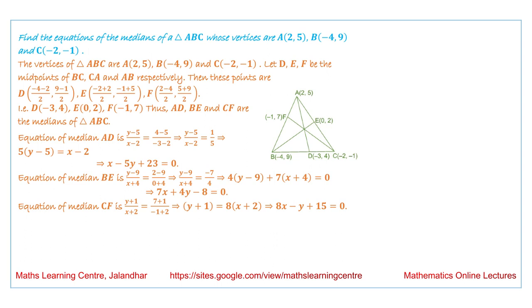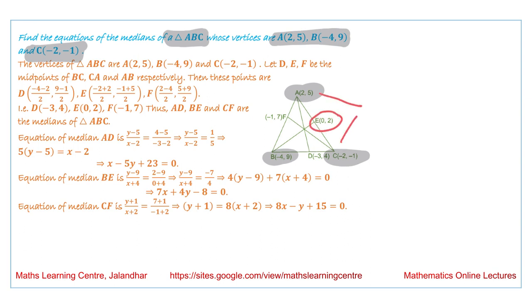Next is find the equation of the median of triangle ABC whose vertices are given. So we have to find the equation of the medians. So we are saying these are the points A, B and C. Now using these points, we can calculate the midpoints. Using points A and C, we get (2 minus 2)/2, (5 minus 1)/2. The answer we are getting, this point E, is (0, 2).